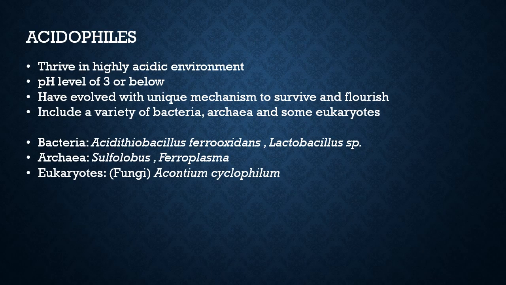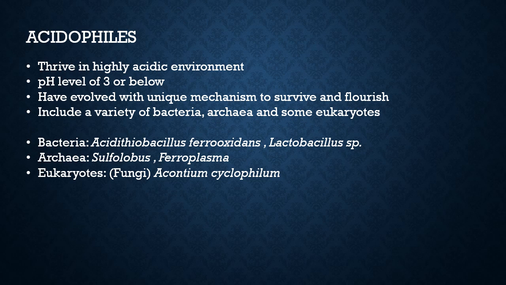So now let's revise what we know about acidophiles. We know that acidophiles thrive in highly acidic environments. How acidic? The pH level is 3 or below. Okay, that acidic. Now they have evolved unique mechanisms to survive and flourish in these highly acidic environments. We will discuss those mechanisms. For now, remember that they include a variety of bacteria, archaea, and some eukaryotes.